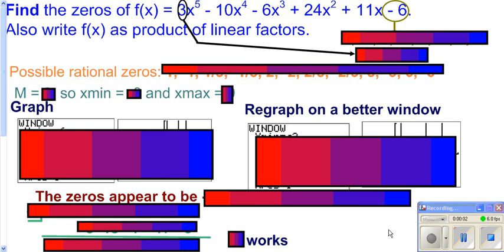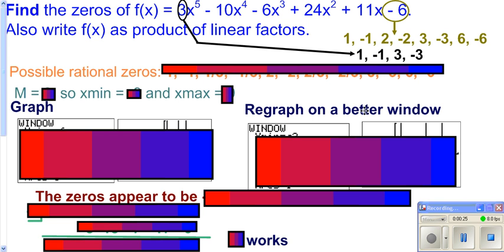We now want to find the zeros of this function and then write it as a product of linear factors. For the most part, we're going to follow the exact same process we did on the last problem. We're going to start out by finding our possible rational zeros. Once again, we need to take the factors of our constant, in this case the factors of -6, divided by the factors of our leading coefficient, which is 3.